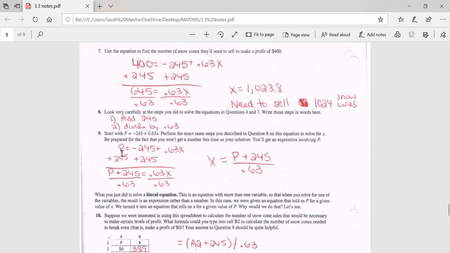So if I want to turn this equation, so instead of it saying P equals, I want to say X equals, we're going to do the exact same thing we did here. I'm going to add 245, but can you add P and 245? They are not like terms, so I'm just going to write it P plus 245. And then step 2 says divide by 0.63. And that's my answer. Now X is by itself. X equals P plus 245 divided by 0.63.